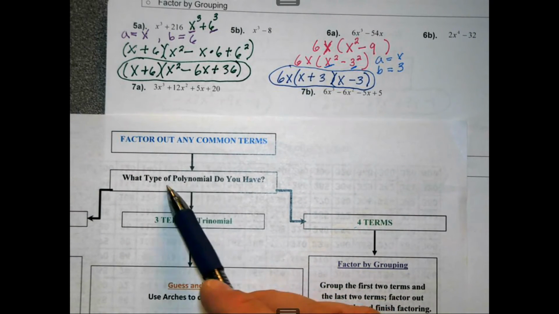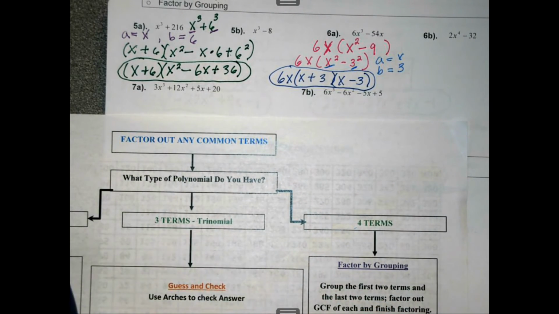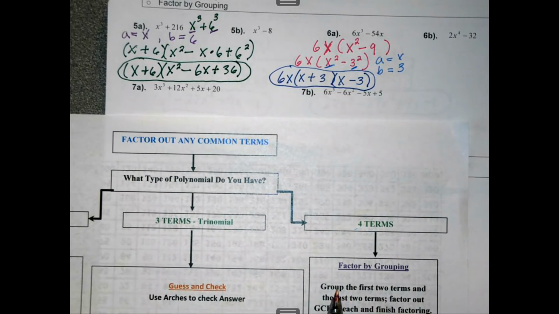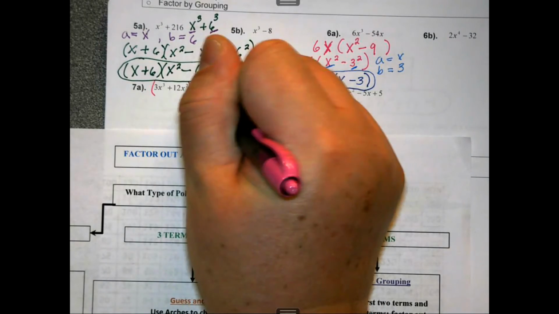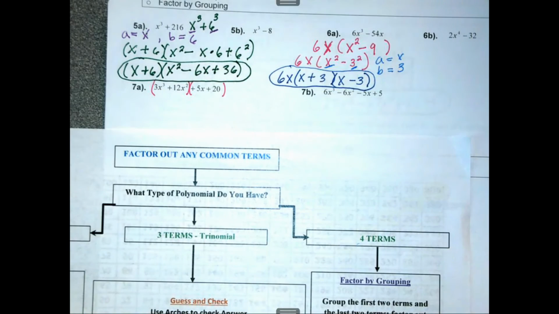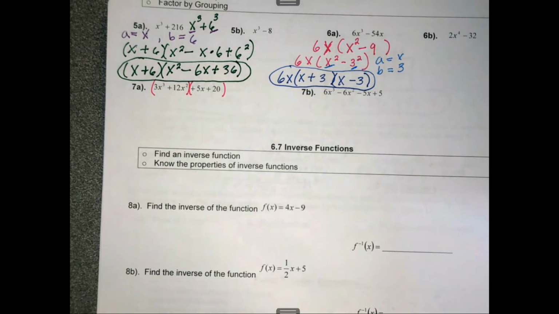What type of polynomial do I have? I don't have 2 terms. Don't have 3 terms. I have 4 terms. I'm going to factor by grouping. Group the first 2 terms and the last 2 terms. Factor out the greatest common factor of each and finish factoring.